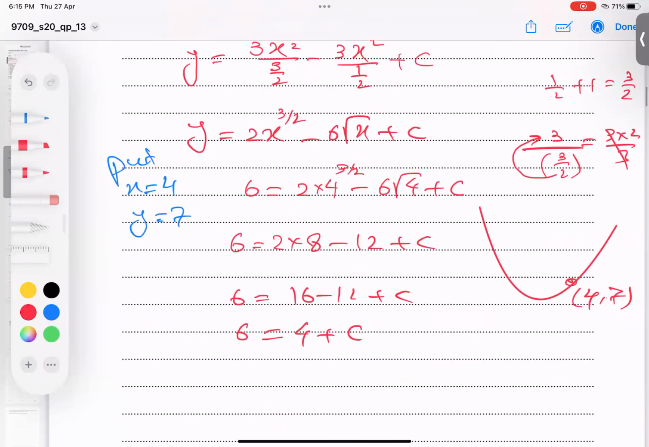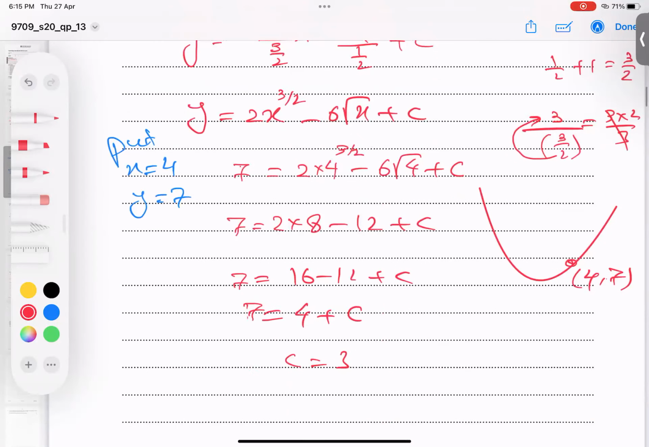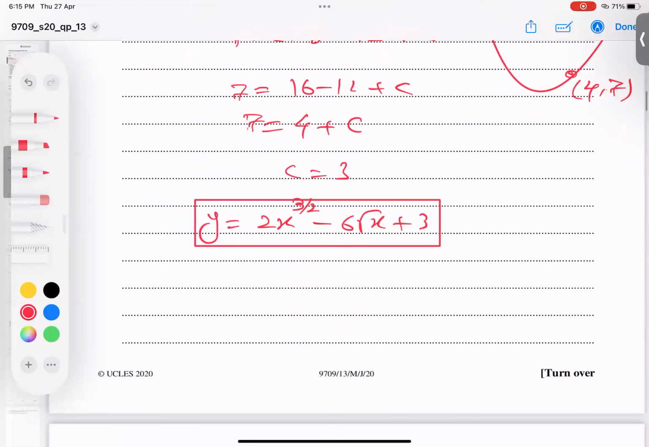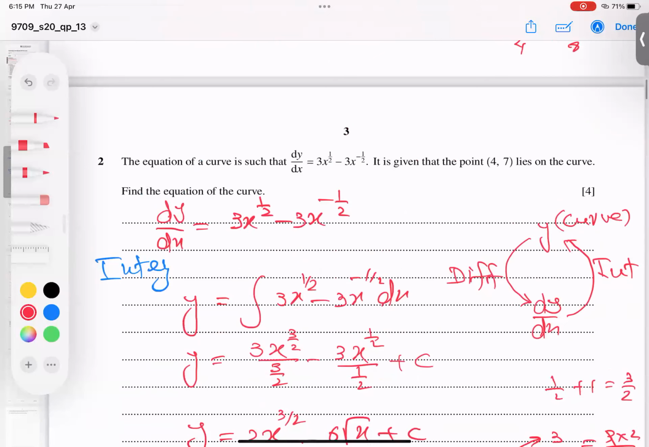So I think the idea is very clear. So this is 7. So 7 replaces here, 7 and 7. And 4 goes there and C becomes 3. And this value of C is put back in this equation. So y equals 2x to the power 3 by 2 minus 6 root of x plus 3. Point is very clear. And what he was asking was to find the equation of the curve. So it means y is this.